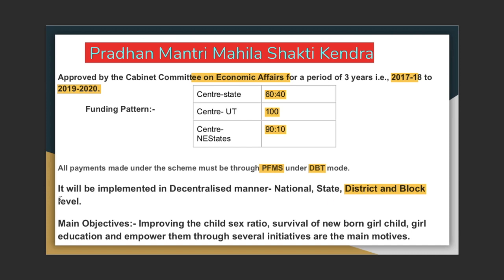And what are the objectives of Pradhan Mantri Mahila Shakti Kendra? The objective is basically to improve the child sex ratio and the survival of the newborn girl child. Basically, you have to remember only one thing: this is Pradhan Mantri Mahila Shakti Kendra, and it is about the empowerment of women. And for the empowerment of women, the very first thing we should focus upon is improving the child sex ratio, because we all know the rising cases of infanticide and foeticide. So basically, this is the improvement in the child sex ratio.